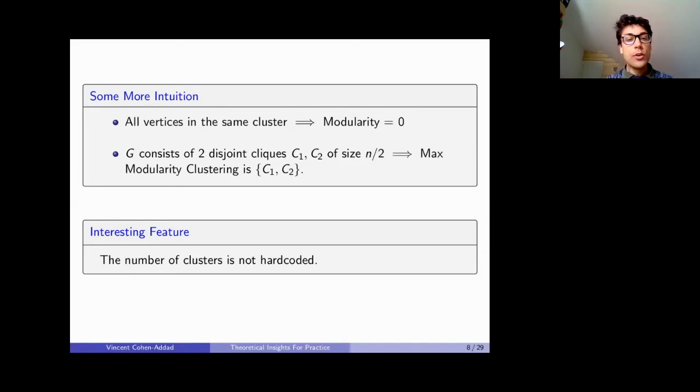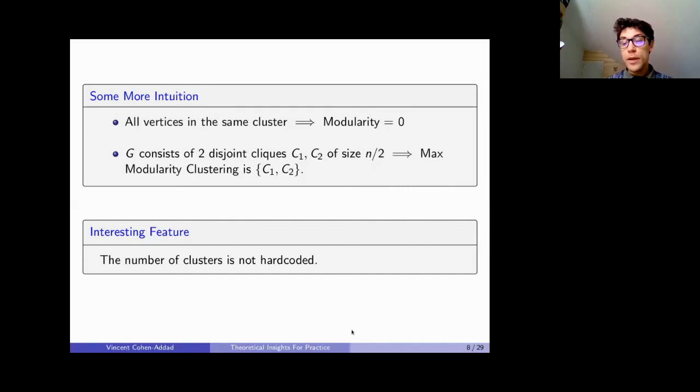And something that I like here, and I think that's why it's a nice objective as well, is that if you give me 2 disjoint cliques, with no edges in between, then the max modularity clustering is to put these 2 cliques in separate clusters. Now, if I give you another graph with 3 disjoint cliques, then again the max modularity clustering puts these 3 cliques in different clusters. The nice thing here is that the number of clusters is not hard-coded.